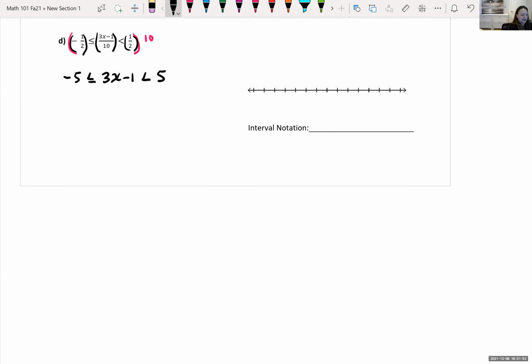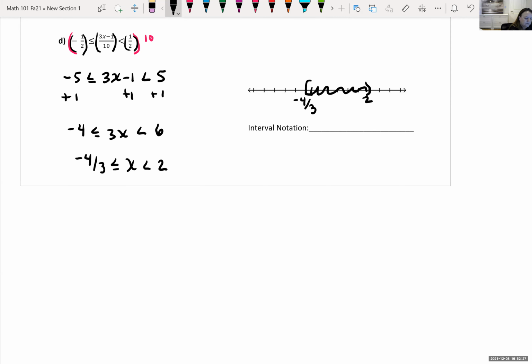And so now let's isolate this x inside and between the two inequalities, and we can do that by adding 1 to every side. We get negative 4 is less than or equal to 3x is less than 6. So divide everything through by 3, we get negative 4/3 is less than or equal to x is less than, well, 6 divided by 3 is 2. And this is not going to be to scale. I'm just going to say this is negative 4/3, a bracket, and let's say that this is 2 over here, parentheses, and it's everything in between. So interval notation, bracket negative 4/3, comma 2, parentheses.